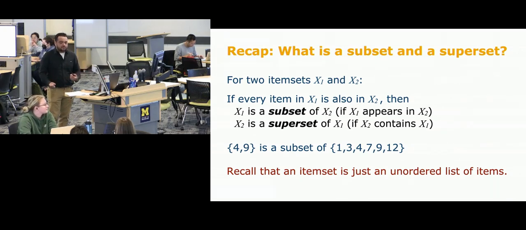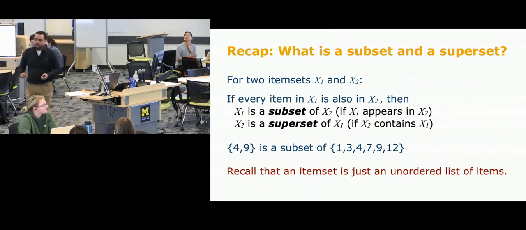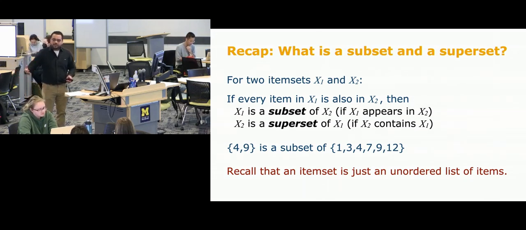So let's see some of the set operations that you must have studied in your linear algebra class. For two item sets, two collections of items, x1 and x2, if every item in x1 is also in x2, then x1 is a subset of x2, and x2 is a superset of x1.